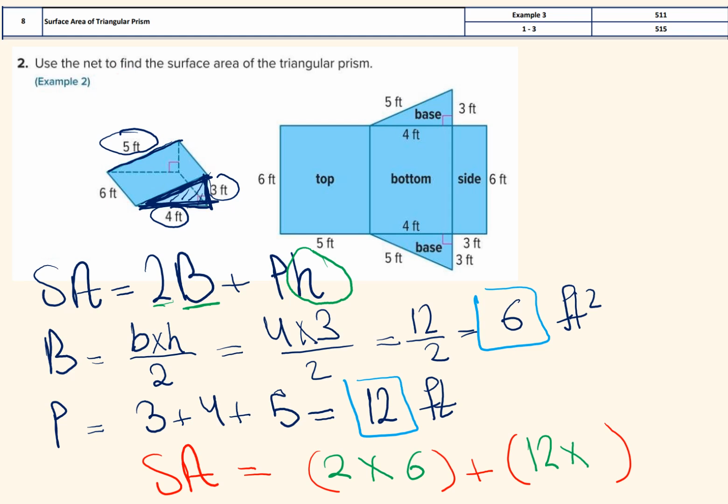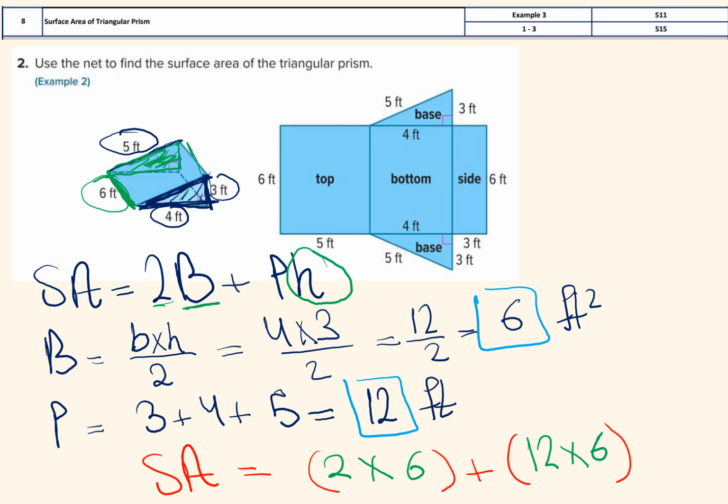The height of the prism is always the length that connects the two bases. So we have 2 identical bases. The bases of the prism are identical and parallel. The height that connects between them is 6. So this is the height of the prism. Okay, so we need to focus on that point. So I'm going to write here 6.